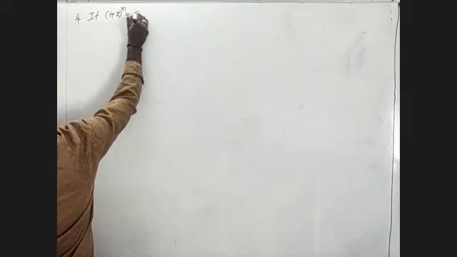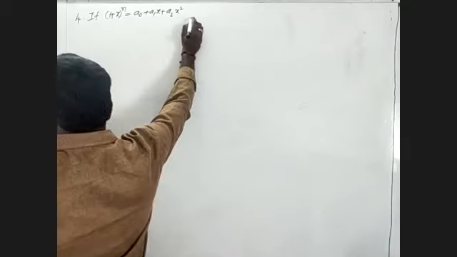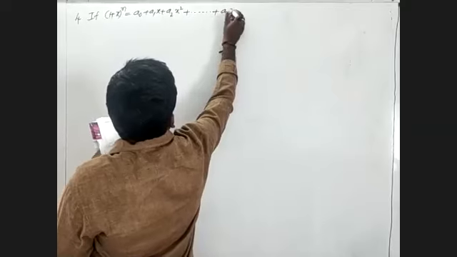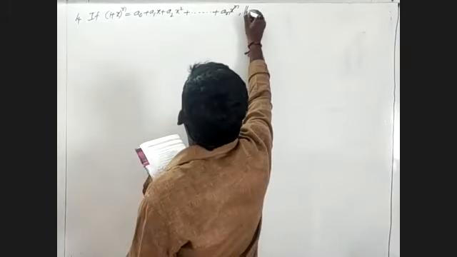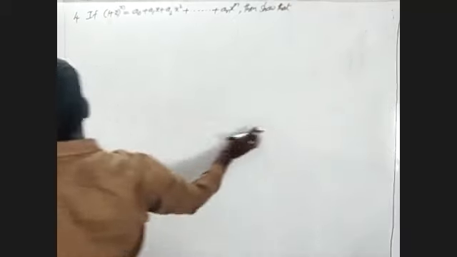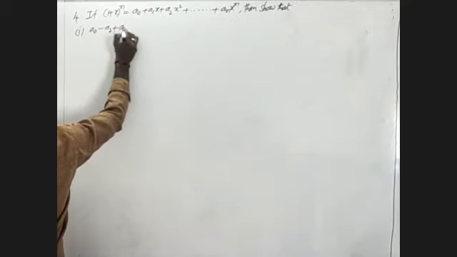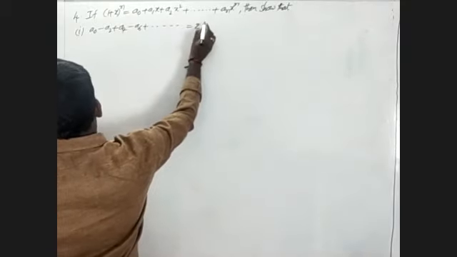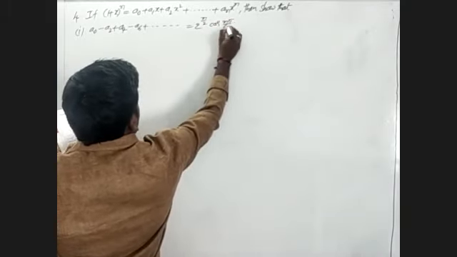If (1 + x)^n = a0 + a1x + a2x² + and so on + an x^n, then show that the first one is a0 − a2 + a4 − a6 + and so on is equal to 2^(n/2) into cos(nπ/4).